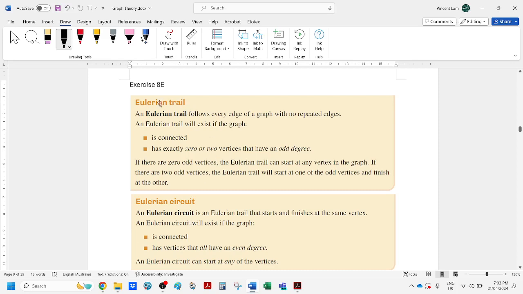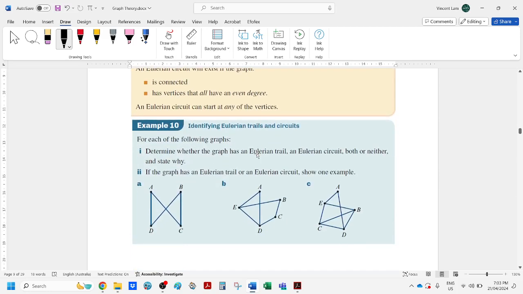So on exercise 8E, an Eulerian trail follows every edge of the graph with no repeated edges. An Eulerian trail will exist if the graph is connected and has zero or two vertices that have an odd degree. Okay, so what I mean by that is, let's look at this example here. Let's look at degree A. Vertex A, it's got 2 degrees. This one here has 2 degrees. This one has also 2 degrees. And this one has 2 degrees. So they're all even degrees.